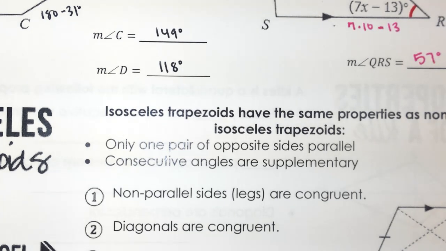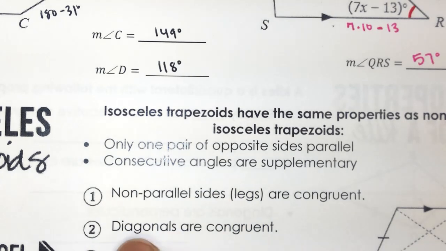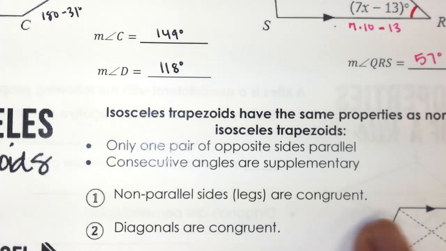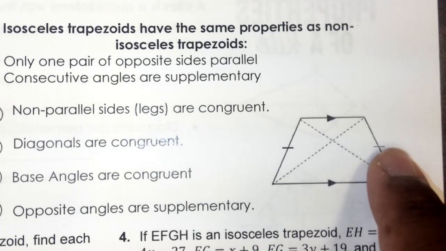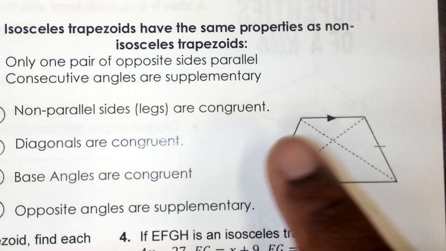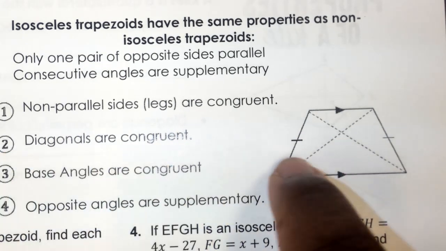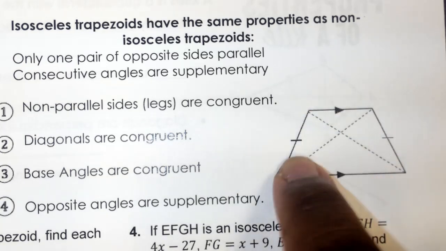The thing that makes it isosceles is these next four properties. Non-parallel sides, or the legs, are congruent. So the two sides that are not parallel, here and here, they're congruent. That's what makes it isosceles. The other thing, the diagonals are congruent. This time the diagonals inside are congruent to each other.